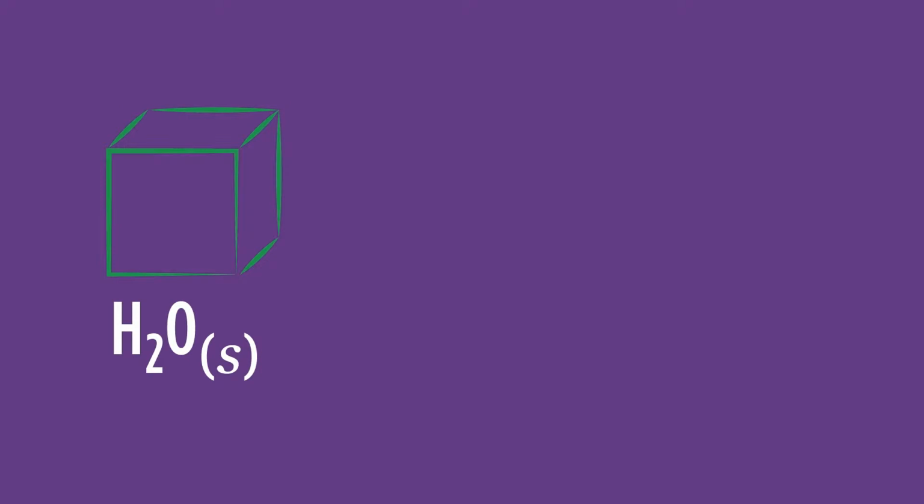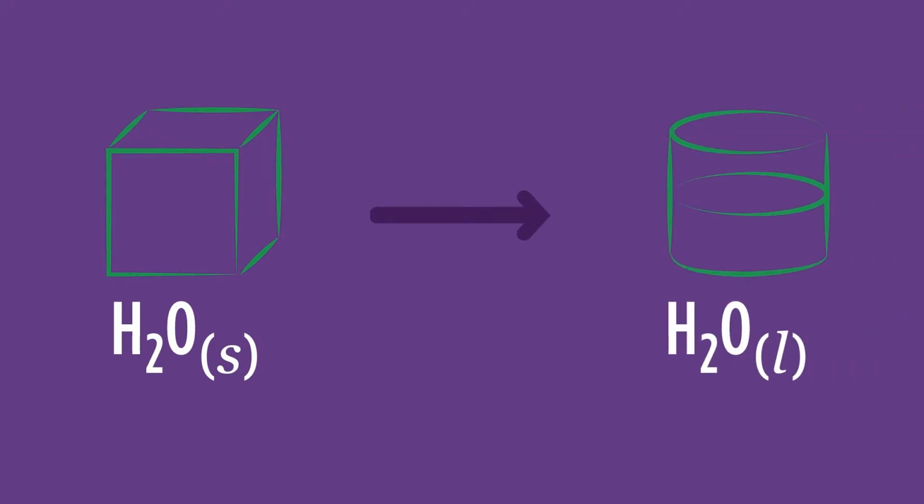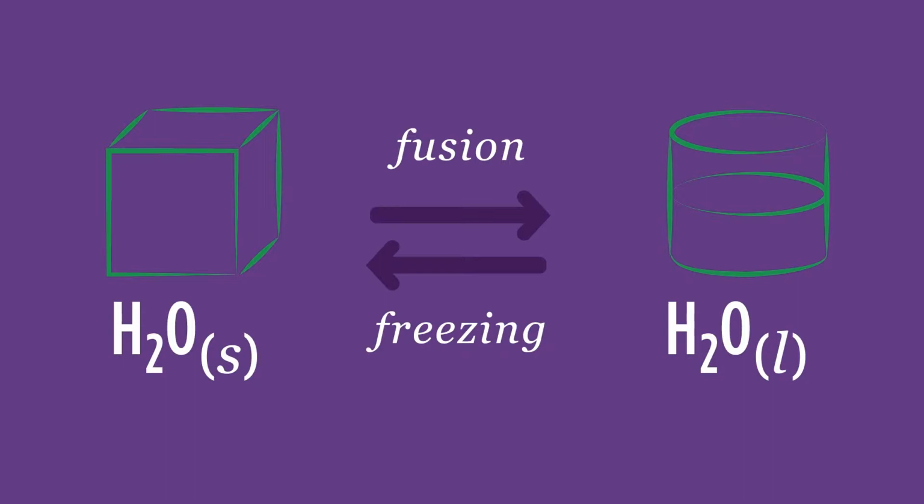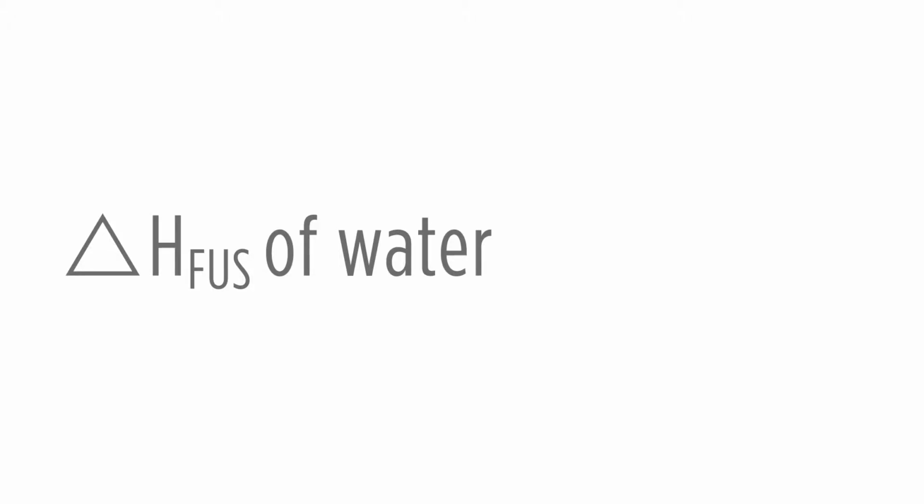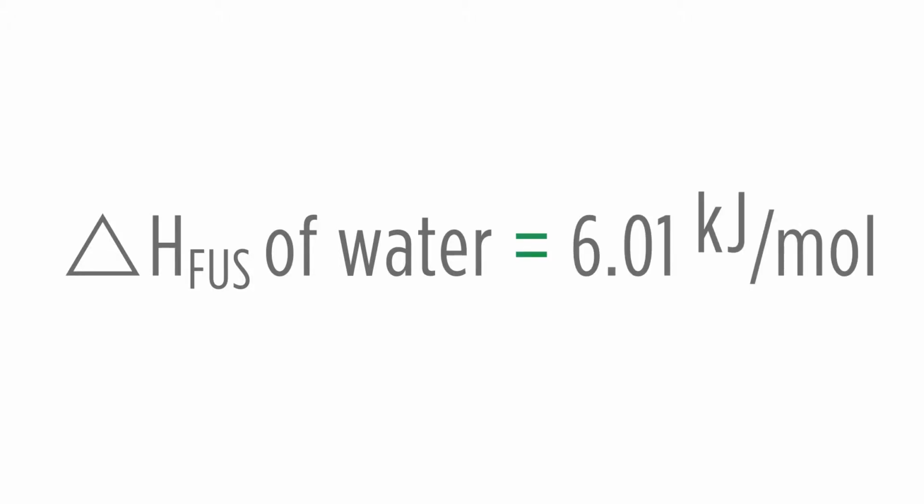In this video, we're going to look at the heat required for phase changes. The first phase change will be taking ice and converting it into water. So taking solid water, going through the fusion or melting process to get to liquid water. If we reverse this, go from water to ice, this is freezing. The delta H for fusion of water is 6.01 kilojoules per mole. Notice that this is a molar quantity.